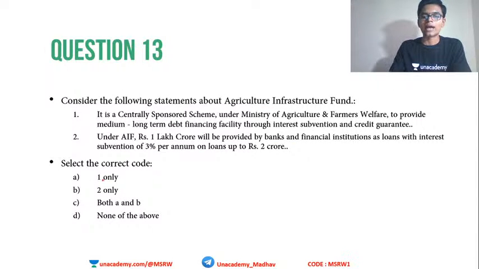13. About the Agriculture Infrastructure Fund, AIF. 1. It is a centrally sponsored scheme under the Ministry of Agriculture and Farmers Welfare to provide a medium to long-term debt financing facility through interest subvention and credit guarantee. 2. Under AIF, 1 lakh crore will be provided by banks and financial institutions as loans with interest subvention of 3% per annum on loans up to 2 crore rupees. Select the correct answer. Question number 13.